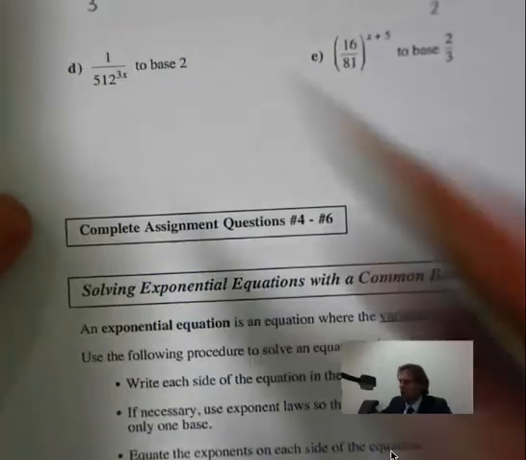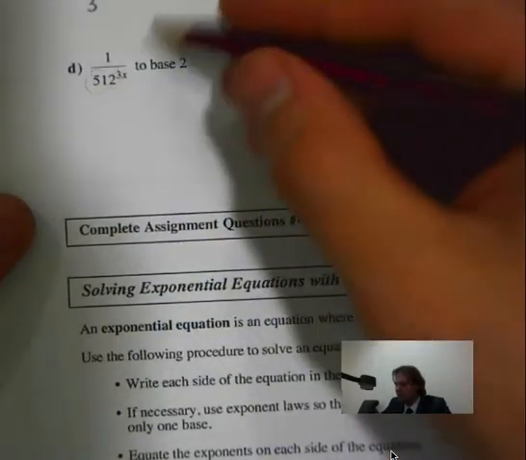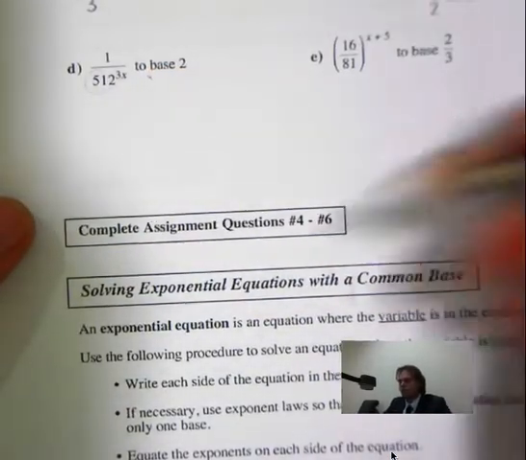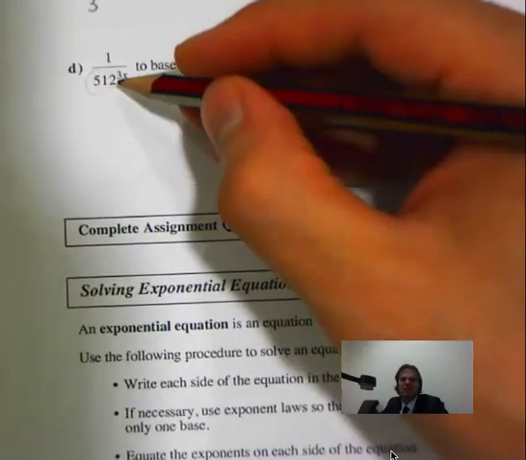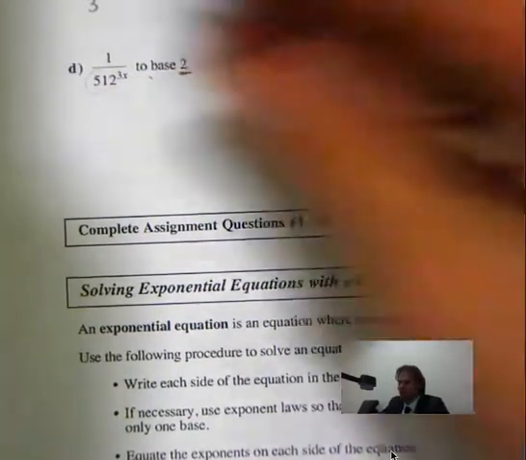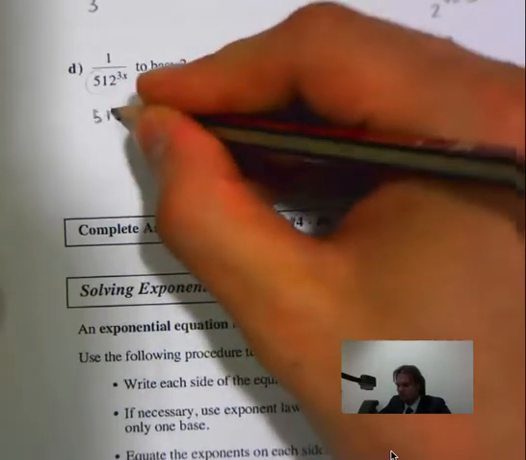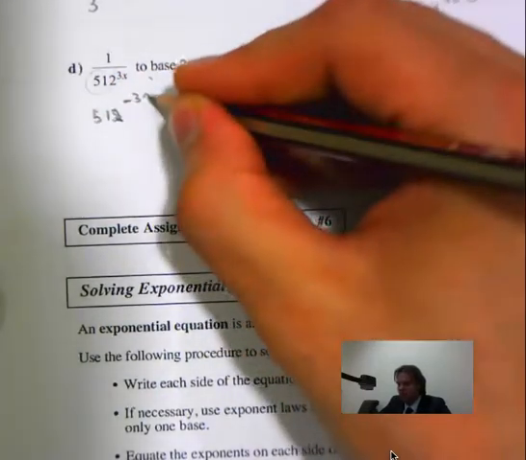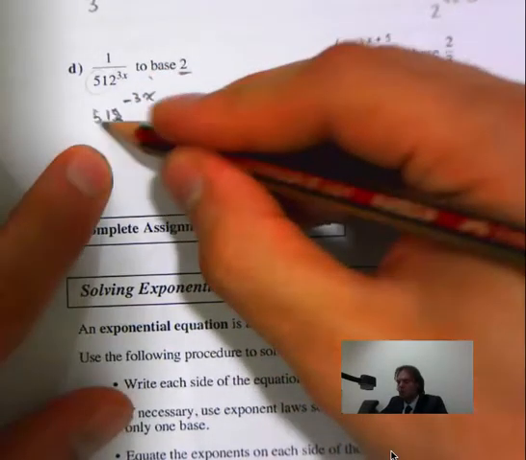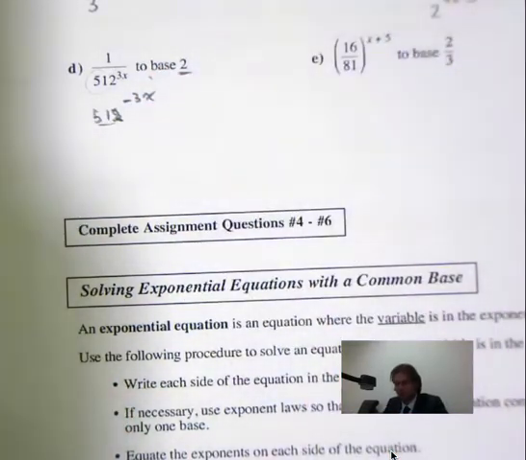This next one, we want 1 over 512, and it says it wants this in base 2. So first of all, this isn't a fraction. We want it in base 2. So I'm going to go 512 to the negative 3x. Why? Because now we could put it into proper base 2. It's no longer in a fraction.